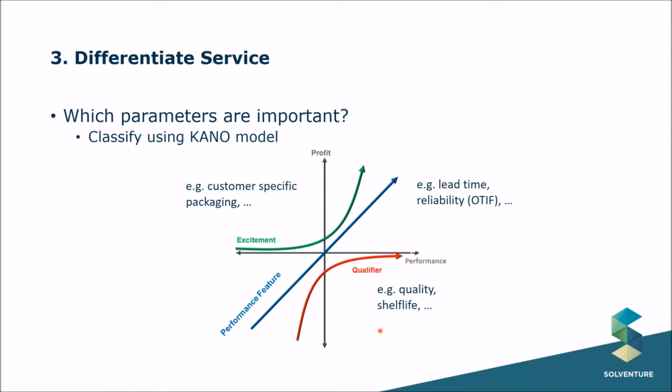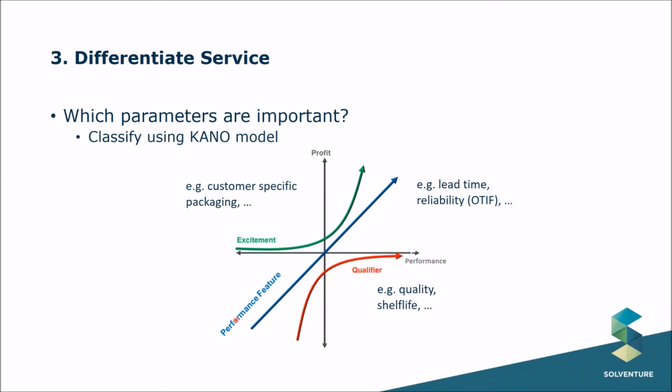The other one is a performance feature. If we perform less than the competition, it will negatively impact the profit. And the other way around, if you perform well, it will positively impact the profit. So that's probably where you want to steer your company. If you decide to offer that kind of service, for instance the lead time, you can say, I want to offer a good lead time for my A customer. But if you do that for your A customer, probably you won't be able to do it for your C customer.